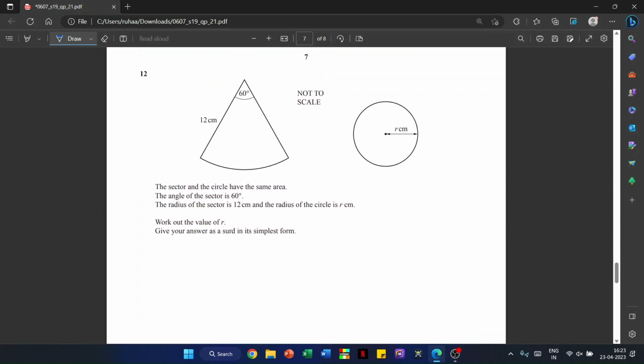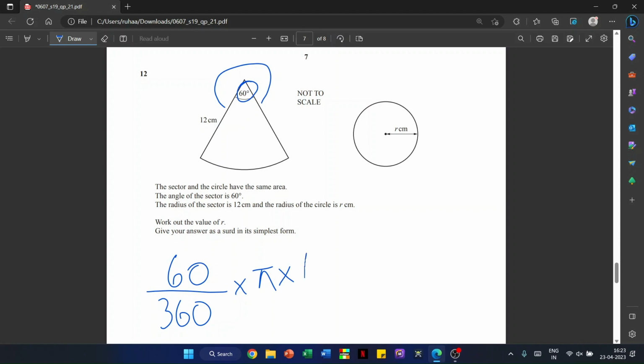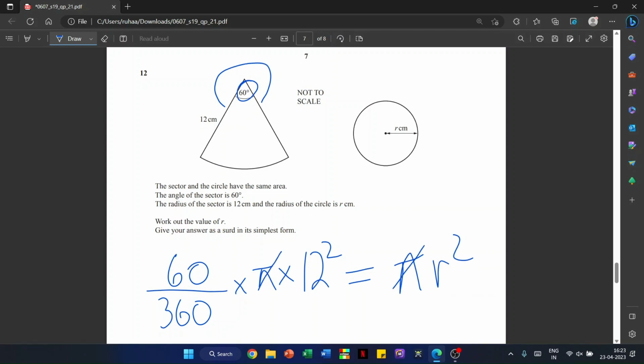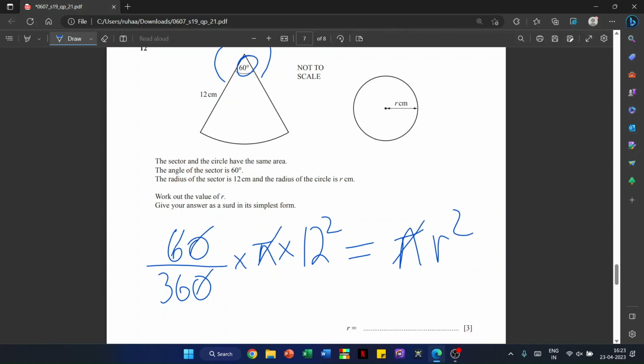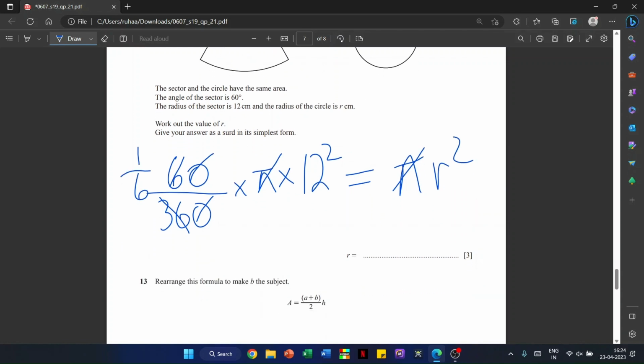The formula for the area of a sector is going to be this theta value here, which is in this case 60 degrees, divided by 360, which is the complete angle of a circle, right? And that into the area of the entire circle. So it's going to be pi into the radius 12 squared. And this is nothing but pi into r squared. So pi and pi get cancelled out. This is going to be 1 by 6.